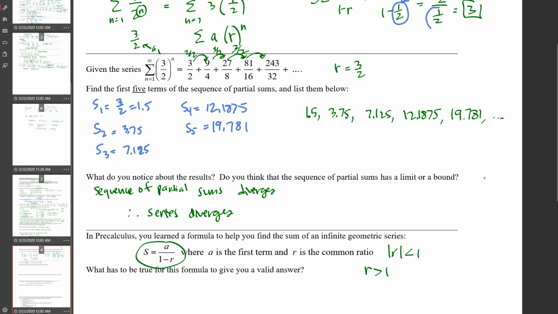If you did use this formula, you might get an answer. You actually will get an answer, I could do it, but that answer is wrong. It's not allowed to use this formula for figuring out what this geometric series converges to, because this geometric series is not going to converge. So make sure you understand when you can use this formula.